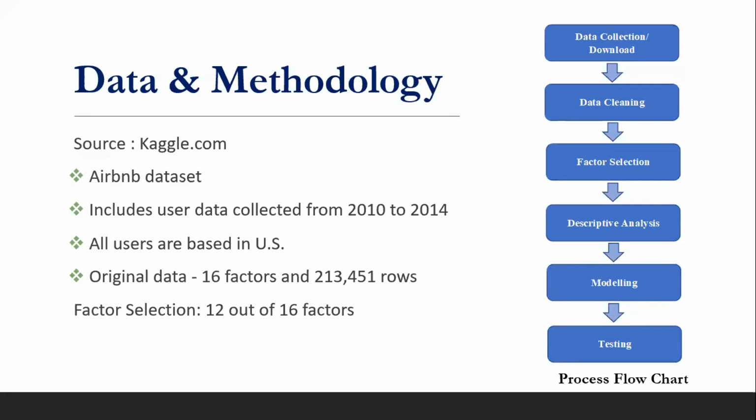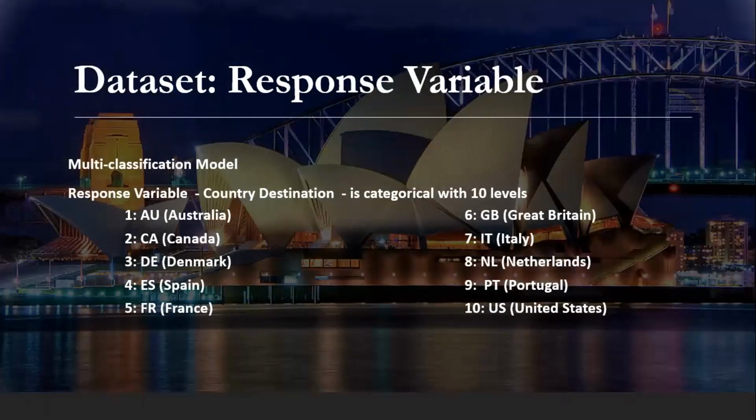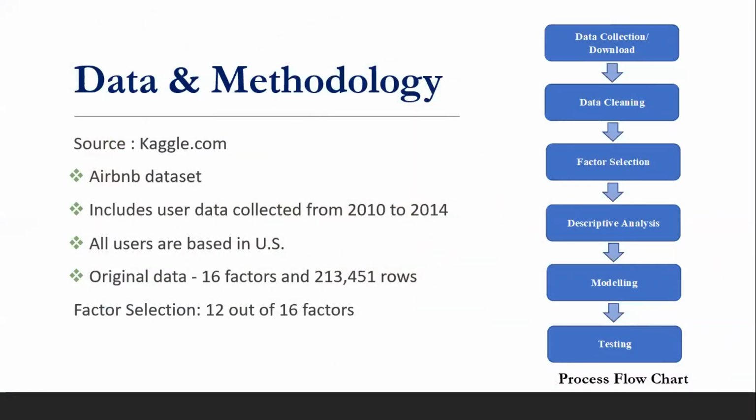But when we went into the factor selection, we took 12 out of 16 factors, which we will further take into consideration. So why did you select 12 out of 16? What was the reason? That's in the next slide. Yeah, that's in the next slide.